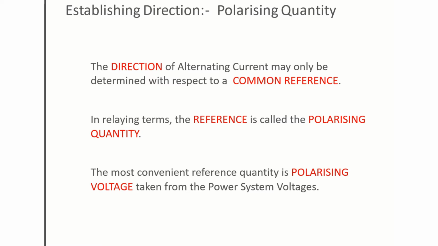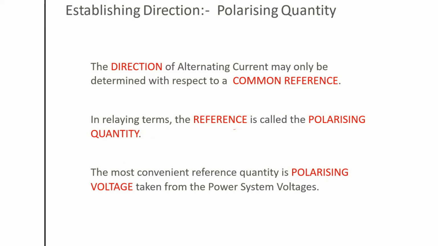But we also know that for all alternating quantities in a 50 hertz system, in every 10 millisecond, the current direction will change. So if in one block of 10 millisecond it is in one direction, in the second 10 millisecond it will be in the other direction. So if we want to determine the direction of any alternating quantity, we have to determine that direction with respect to one common reference. That common reference is called polarizing quantity. So the direction of alternating current may only be determined with reference to a common reference signal, and that common reference is called polarizing quantity.